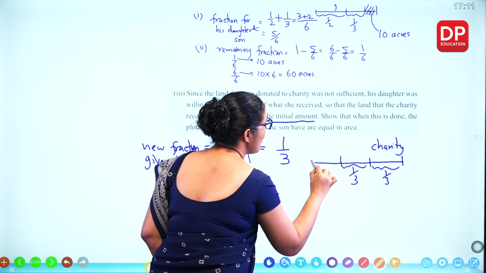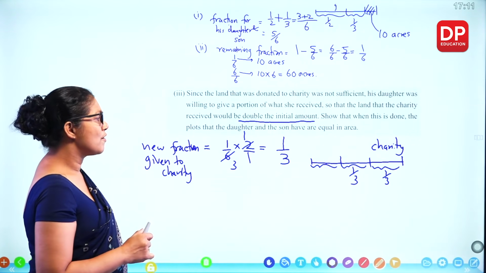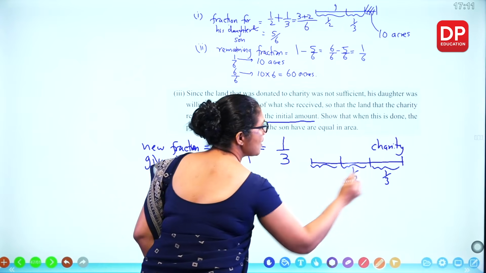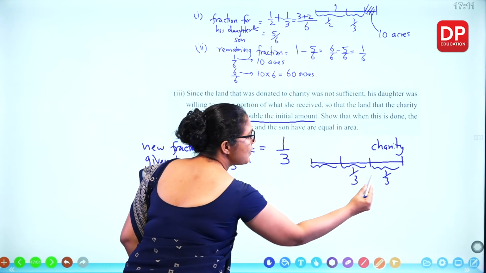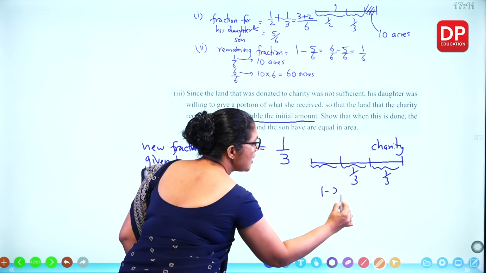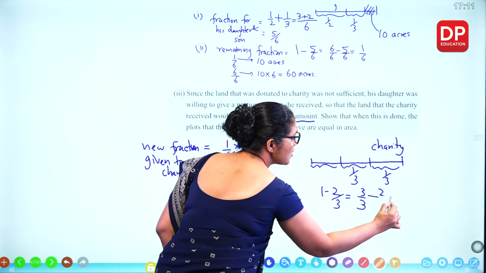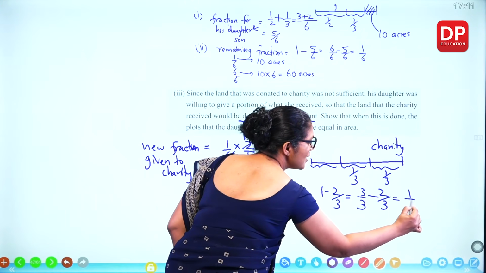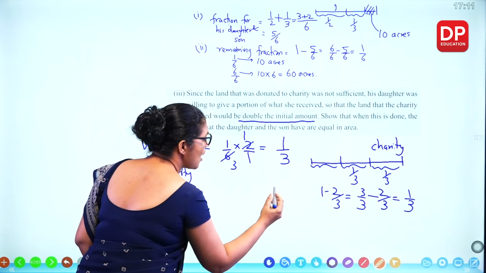So now what happened to the daughter's part? Earlier it was half. Now what's the amount now? You can find out the remaining part by 1/3 and 1/3 becomes 2/3. 1 minus 2/3. You can simplify. 3 over 3 minus 2/3 becomes 1/3. So this is the part that belongs to daughter now.